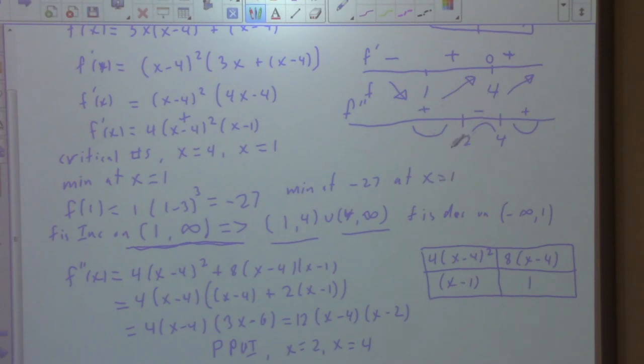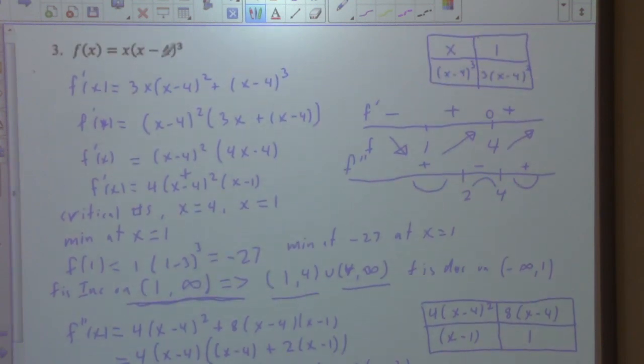And then, as far as the points of inflection, they are actually at 2 and 4 because of the change in signs. And then, what is the actual value of the points of inflection? You have to put 2 and 4 back into the original function, right?